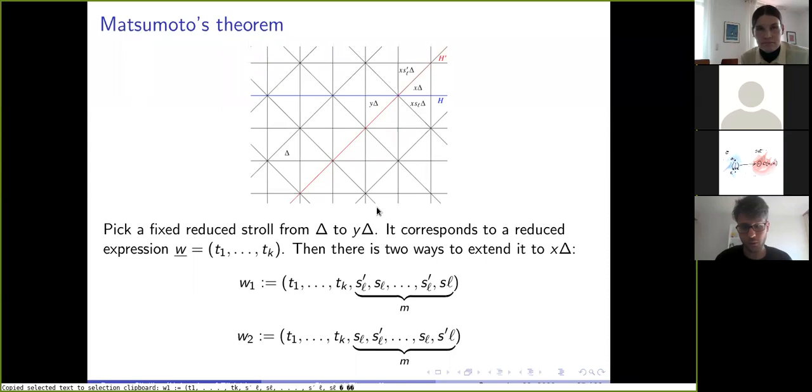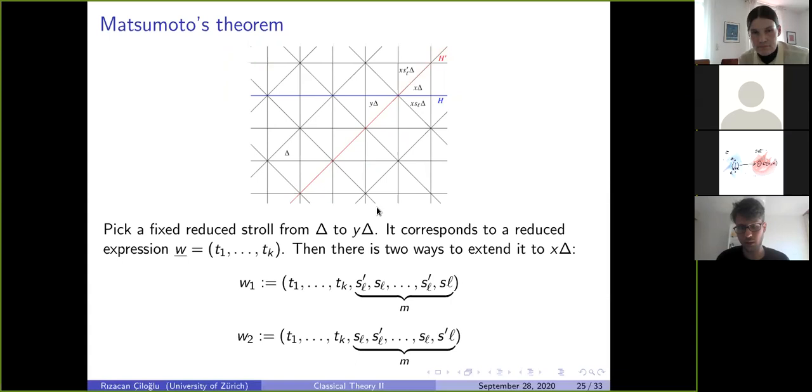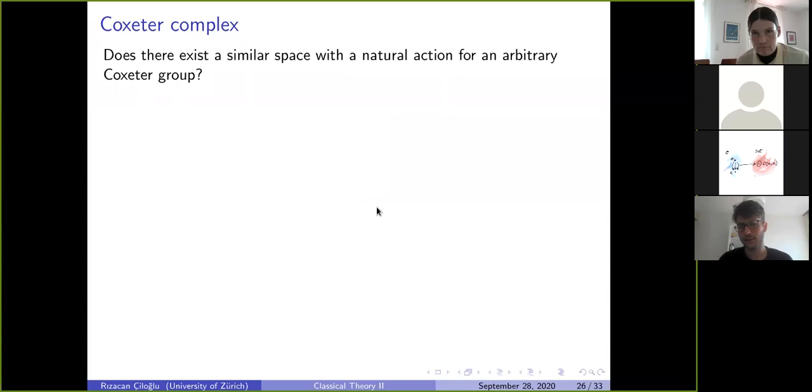So right, these reflection groups, they are Coxeter groups, and there are some really nice geometric pictures. So we want to see if for any Coxeter group we get a similar space where there's geometry involved. And the answer turns out to be yes. There's a space, and we will construct it in a moment. It's called the Coxeter complex.